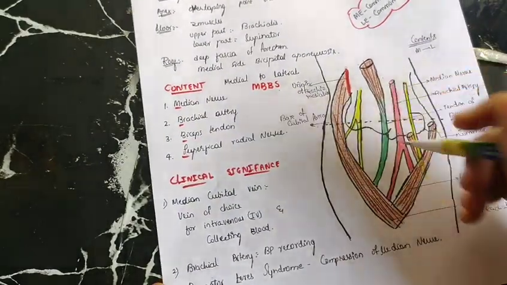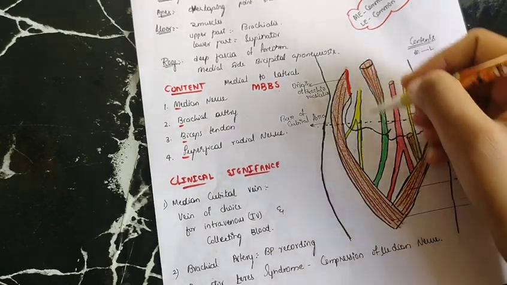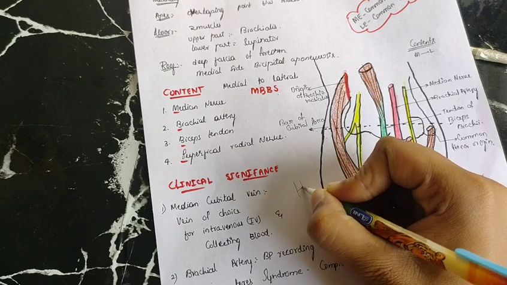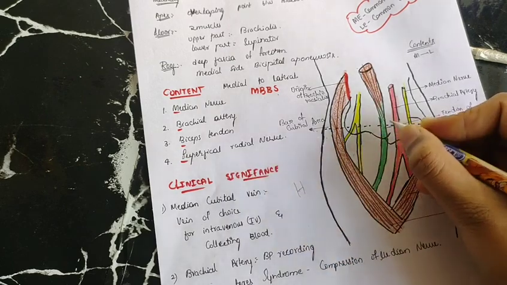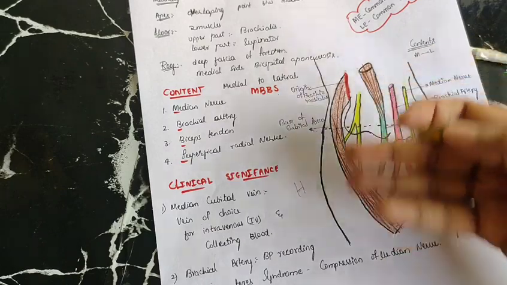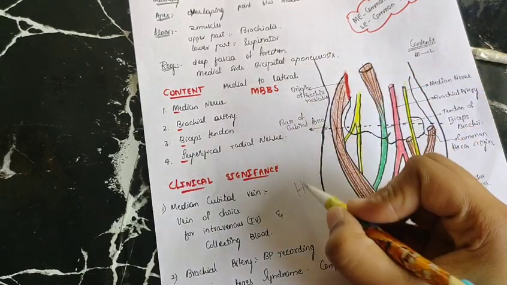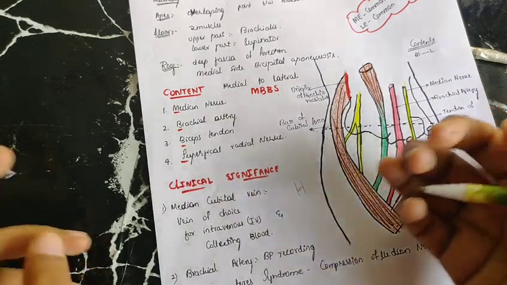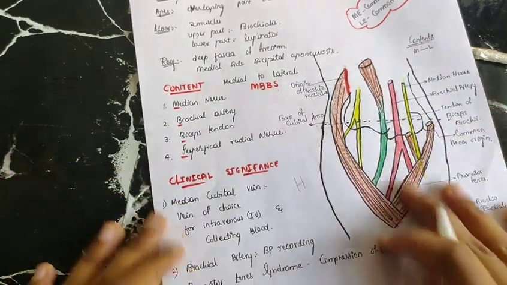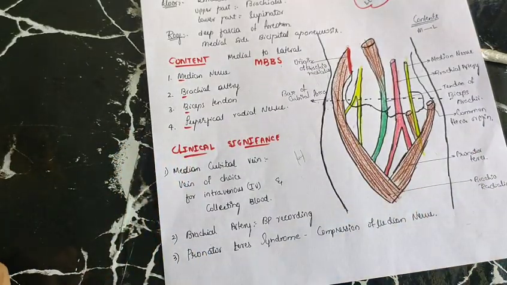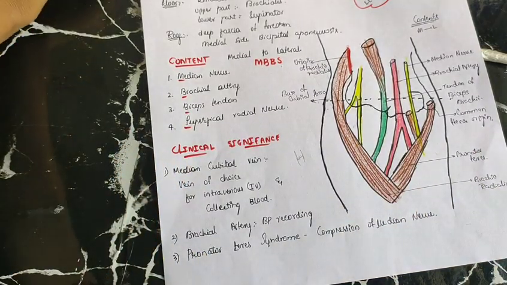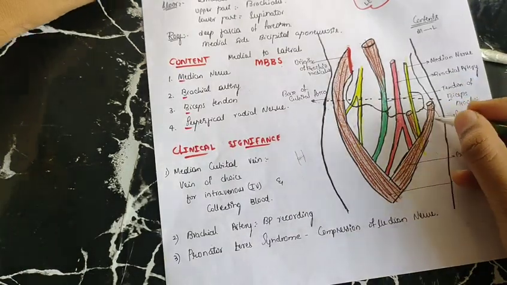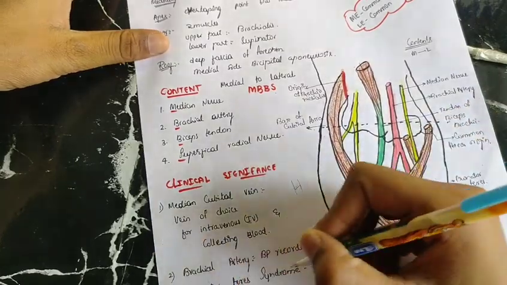And the clinical significance of this cubital fossa is that there will be the median cubital vein. There is the cephalic vein and basilic vein, and in between those two, the median cubital vein will be there. That also will be present in the superficial fascia. This median cubital vein is used for IV injections or to collect blood. We use the brachial artery to record blood pressure. And pronator teres syndrome, as I already discussed, is the compression of the median nerve between the two heads of the pronator teres.